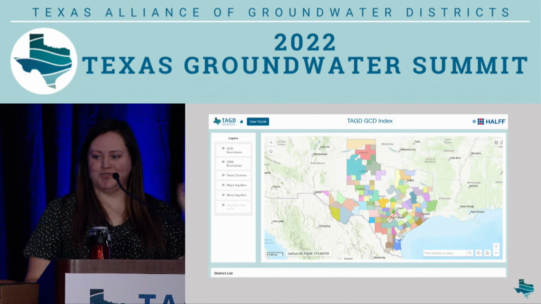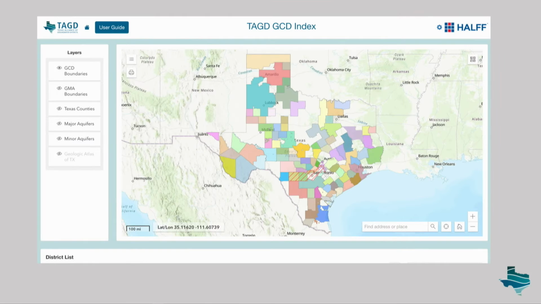This is a screenshot of the GCD index as it is now. You can click around to look at the different districts, or you can use this search box to type in an address if you want to know what district you're in, or if you're looking to buy land. I get a lot of calls: is it in a GCD?